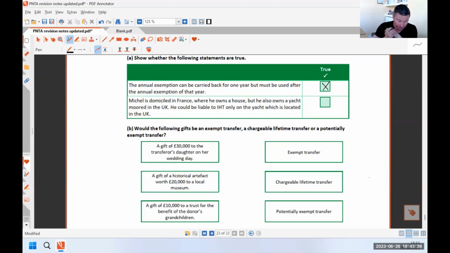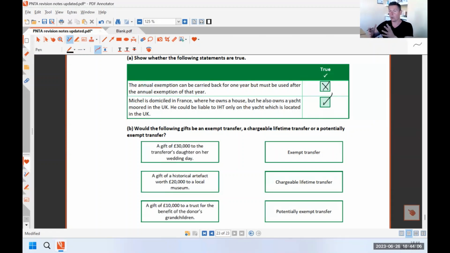What about the next one? Michel is domiciled in France, and he owns a house in France, but he also owns a yacht, which is moored in the UK. Would he be liable to IHT on the yacht, but not the house? I think it's true or false. Anyone? That's right, it is true.